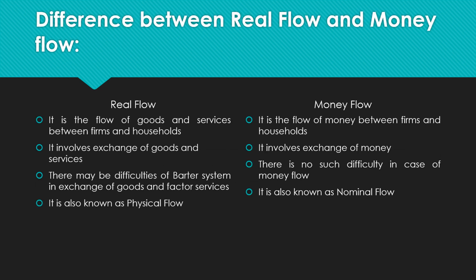This is the last topic for the video, the difference between real flow and money flow. Real flow is the flow of goods and services between firms and households. Money flow is the flow of money between firms and households. Real flow involves exchange of goods and services, while money flow involves exchange of money. Real flow may be difficult at the time of barter system because finding a common factor between both will be difficult. There is no difficulty in money flow, right? Money flow is very easy in terms of money we calculate.